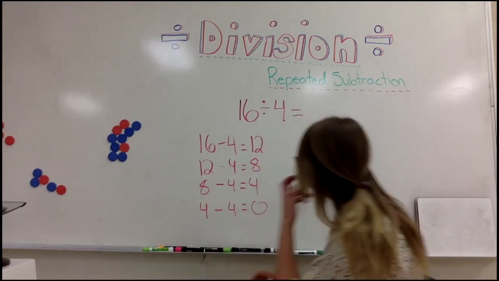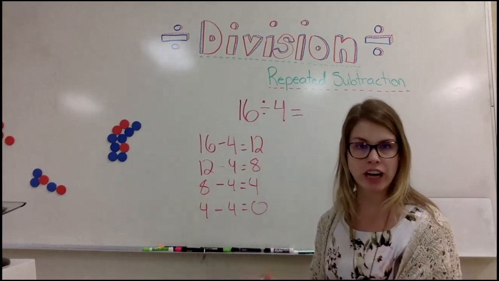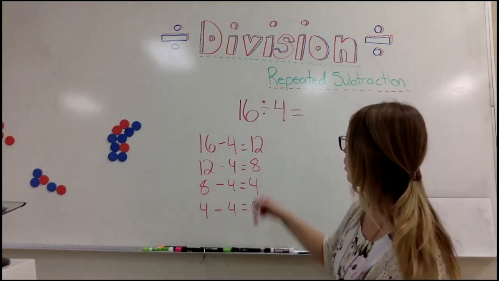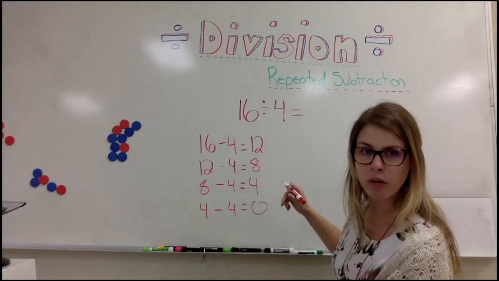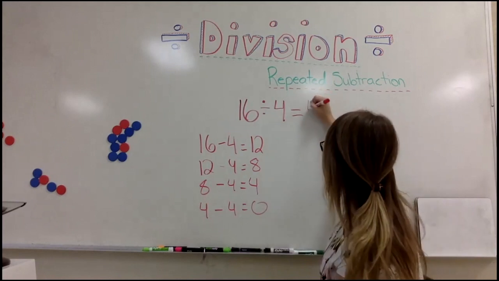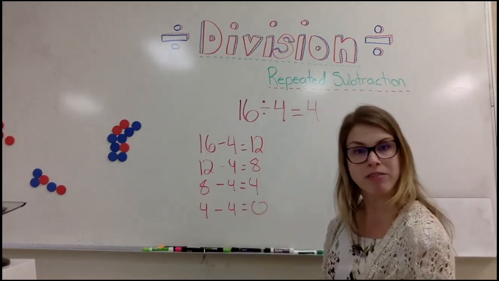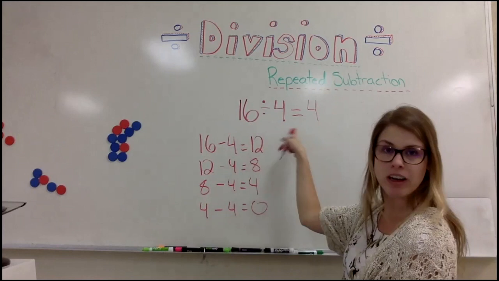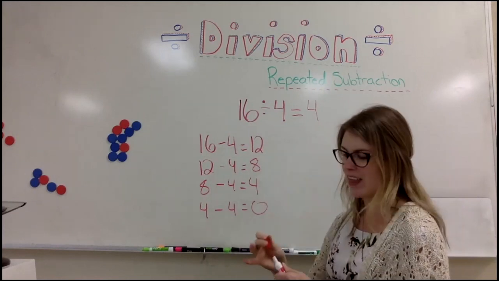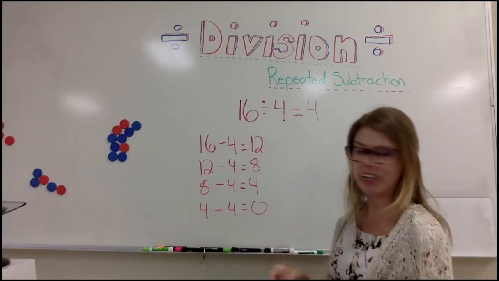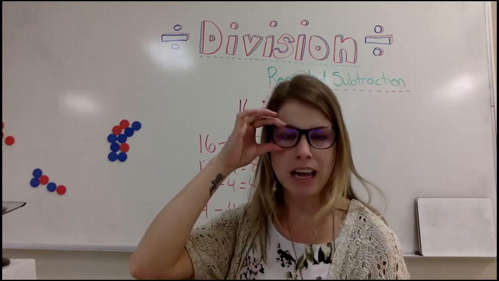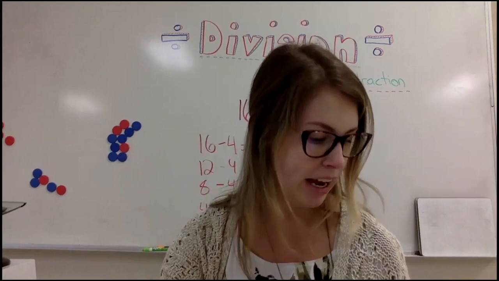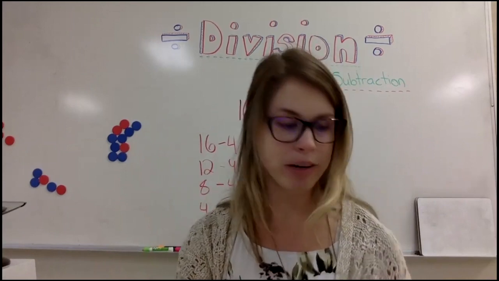Awesome. Now we're going to count. How many times could I subtract 4 till I got to 0? 1, 2, 3, 4 times. I could take 4 away 4 times. So 16 divided by 4 is 4. And that's how you would use repeated subtraction for a division question. Now I'm going to set up the document camera for the page 181.